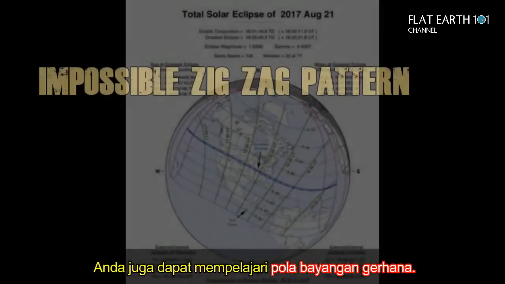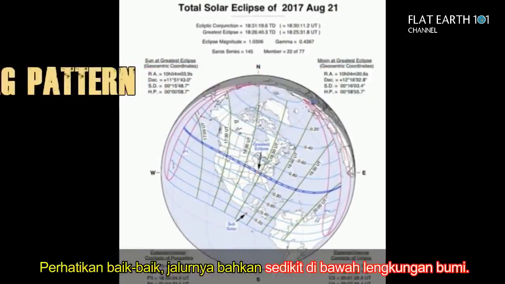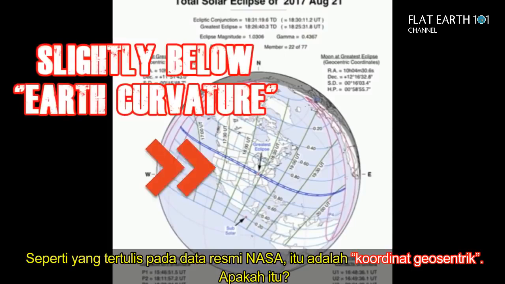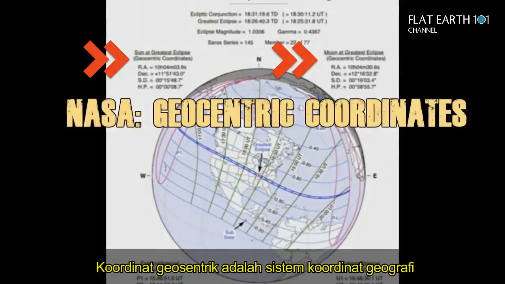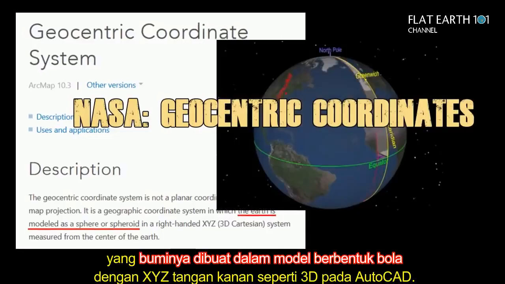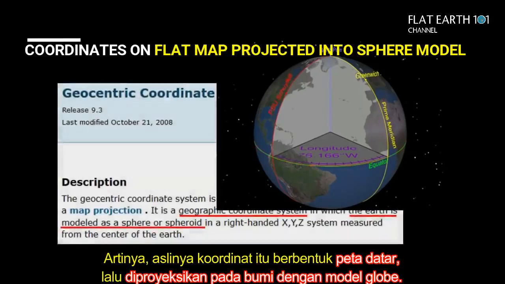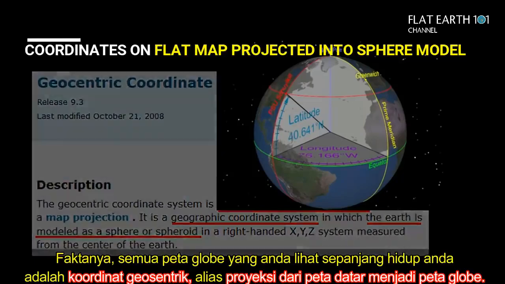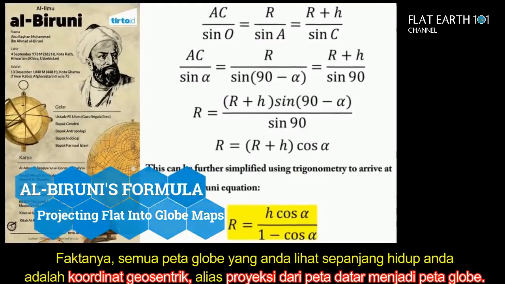You can also study the eclipse pattern. How can the Earth, the Sun, and the Moon create such a zigzag pattern? Look carefully. The path even goes slightly below Earth curvature. As NASA wrote in its official data, it is a geocentric coordinate. What does it mean? Geocentric coordinate is a geographic coordinate system in which the Earth is modeled as a sphere or spheroid in right-handed XYZ, like 3D in AutoCAD. That means originally the coordinate is on a flat map, then projected onto the Earth globe model. In fact, all globe maps that you've seen in your entire life are a geocentric coordinate, or a projection from a flat map to a globe map.